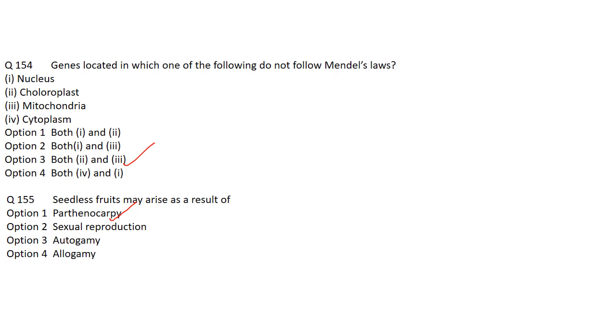Seedless fruit can arise as a result of parthenocarpy. Fruit developed without fertilization in the case of parthenocarpy. So there are no seeds. So seedless fruits can arise as a result of parthenocarpy.